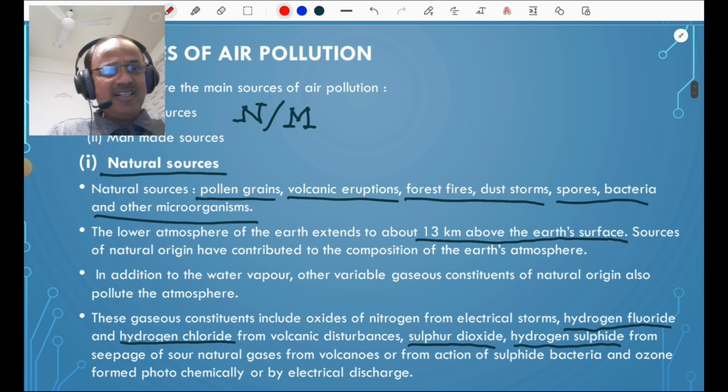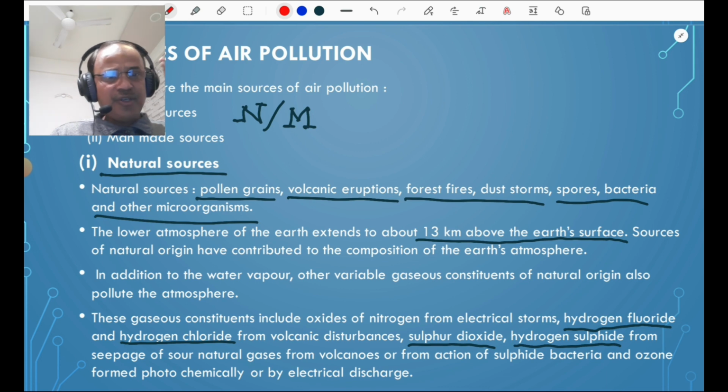The lower atmosphere of the earth extends to about 13 km above the earth's surface. That is called the lower atmosphere of the earth. What is the distance from the earth's top? That is 13 km, which is asked in competitive examinations. Sources of natural origin have contributed to the composition of the earth's atmosphere. In addition to water vapor, other variable gaseous constituents of natural origin also pollute the atmosphere. That is also very important.